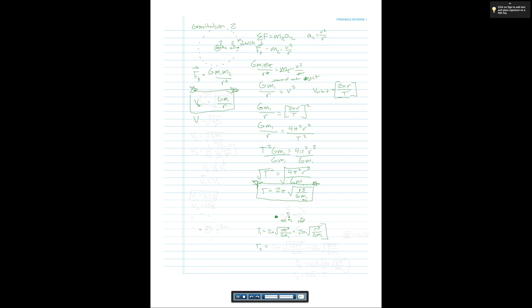T2, if I put it in terms of R, then this is 2R. So T2 is 2π times the square root of (2R)³ over G times M1. So looking at T2, that's 2π times the square root of 2 cubed, which is 8, 8R³ over G times M1.